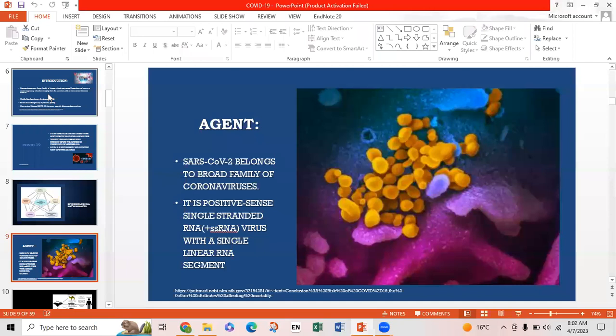Agent factors: SARS-CoV belongs to the broad family of coronaviruses. It is a positive single-stranded RNA virus with a single linear RNA segment.